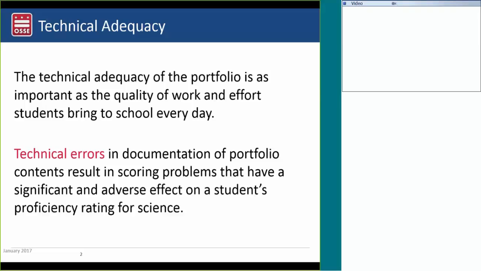The other thought I want to start you off with today is that technical errors in documentation of portfolio contents result in scoring problems that have a significant and adverse effect on a student's proficiency rating for science. As many of you know, there are three entries in each portfolio based on three separate strands of the DCCAS science standards. If a student submits an entry that has technical problems that render it unscorable, that means one of your three strands will receive a zero score or a one score.